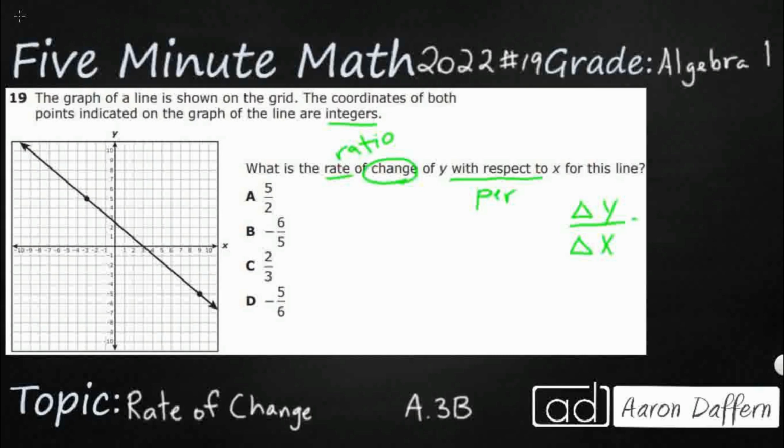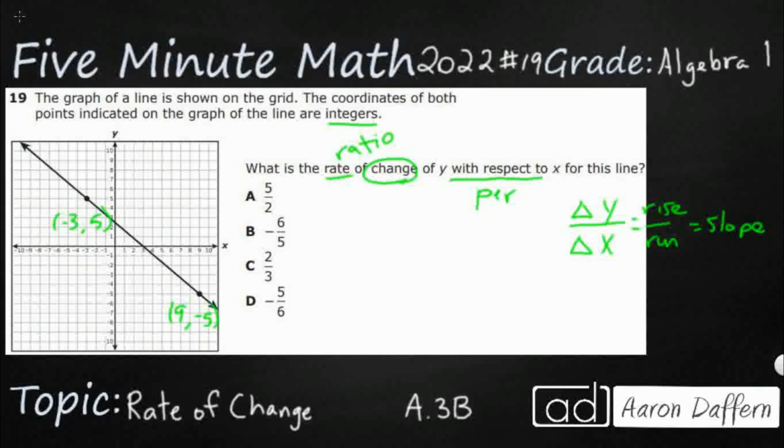Hopefully you're thinking, well, that kind of sounds like what we do when we're looking for slope, rise over run. And if you're thinking that, you are correct. That's what we're looking for. The rate of change means find the slope. All right, and they've given us two different coordinates here, so they're both integers, so that's very helpful. So I've got -3 as my x, I've got 5 as my y right here. I've got 9 as my x, and then -5 as my y.